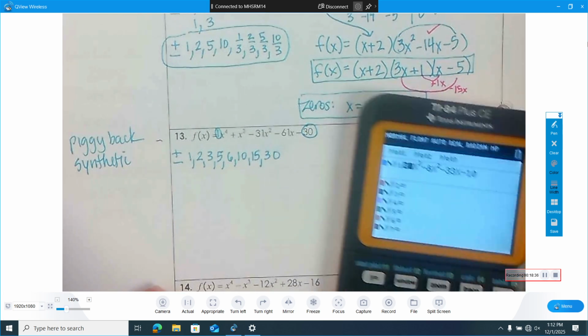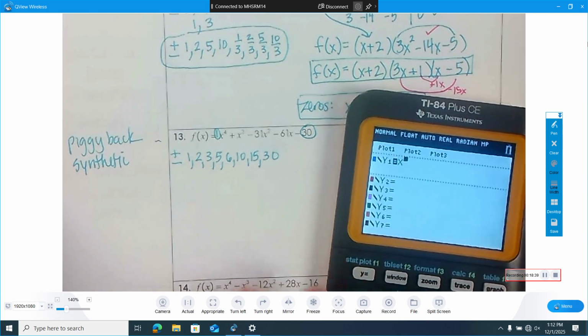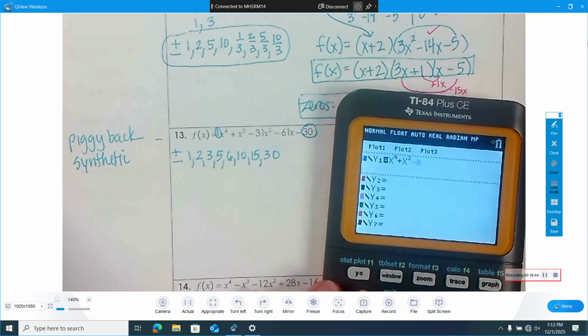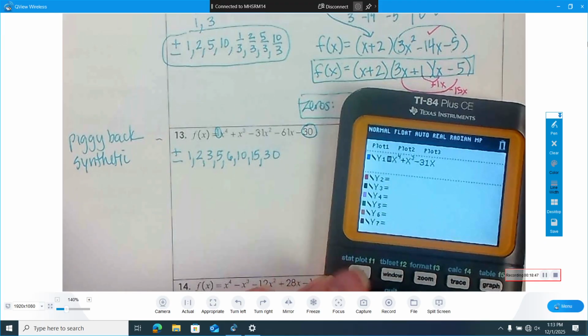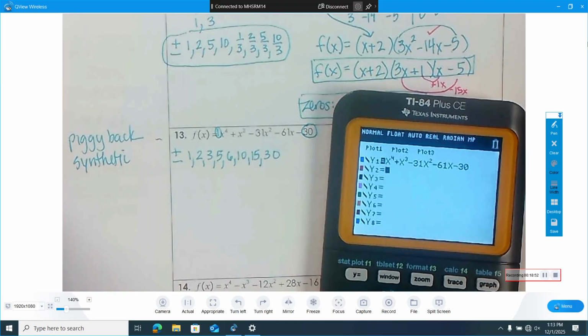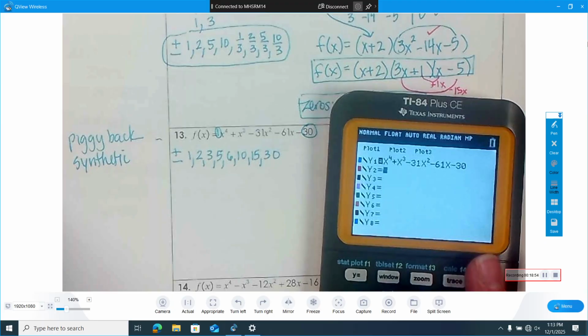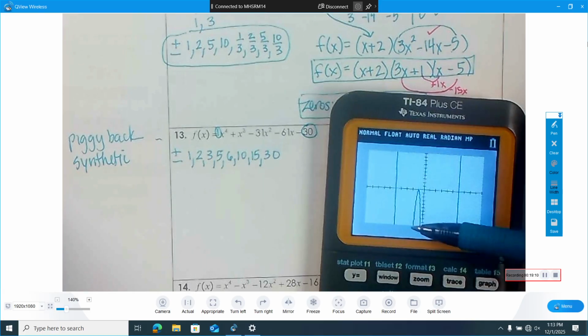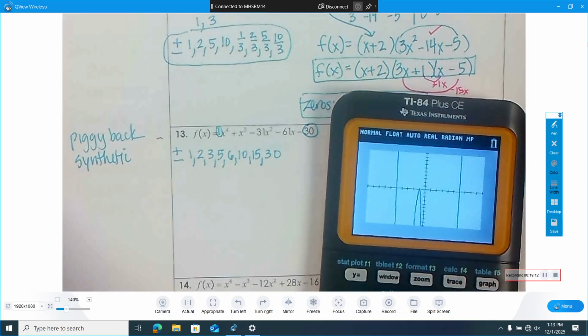I'm going to go and plug them in. So we have x to the 4th plus x to the 3rd minus 31x squared minus 61x minus 30, and of course the biggest problem with this is typing wrong. Ooh, interesting. What do you see in this polynomial? Multiplicity 2. Yeah, we're bouncing off this 0. Yeah, multiplicity 2. Love that.